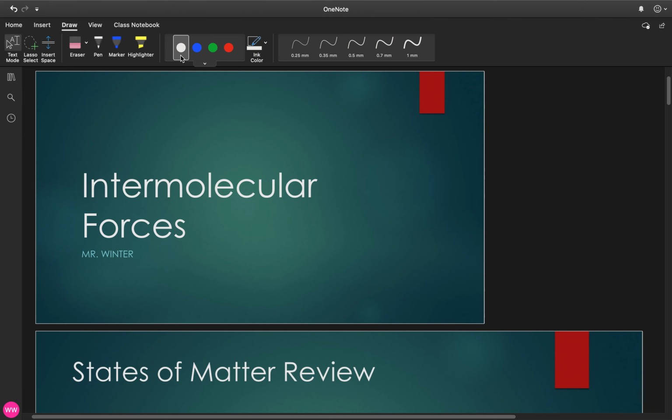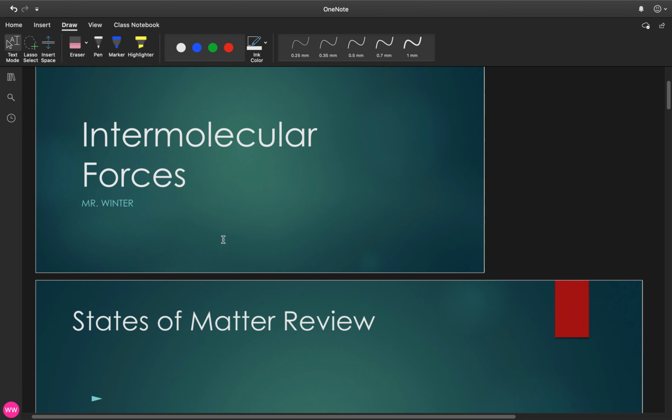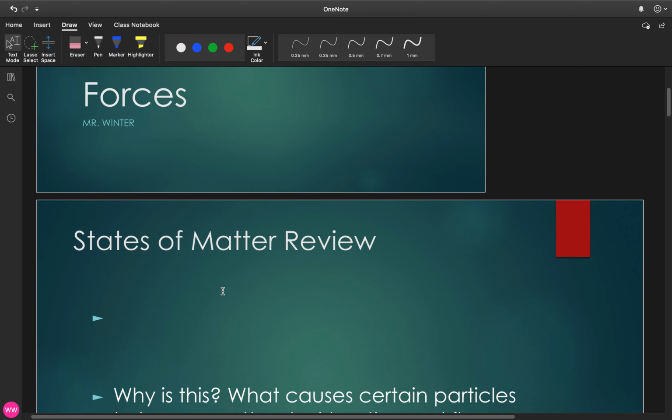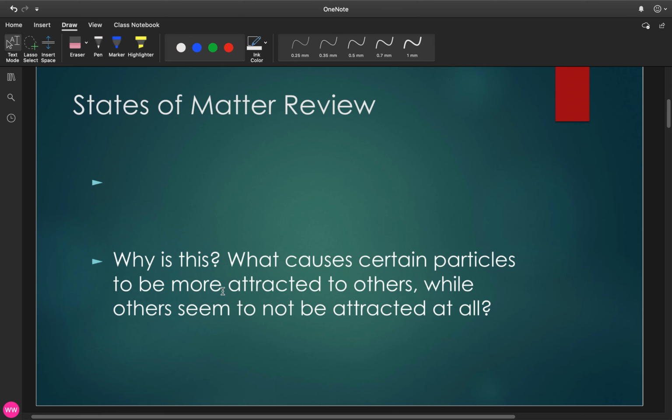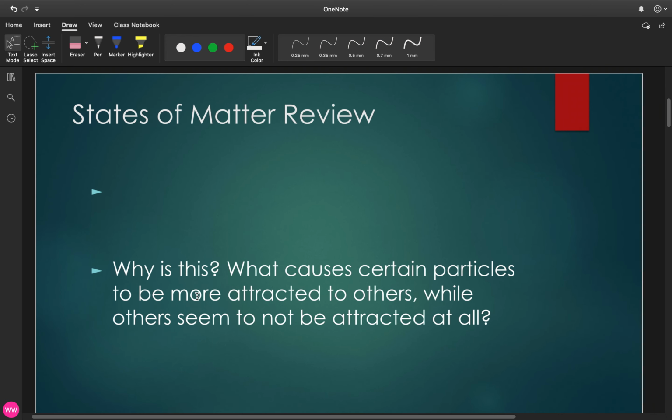Today we're going to be looking at intermolecular forces. To begin, I just want to quickly look at states of matter, and the reason is because intermolecular forces actually help us understand why certain chemicals are the state of matter that they are at room temperature. Understanding the intermolecular forces helps us understand the bulk scale properties of these compounds, molecules, and elements when they're at room temperature.